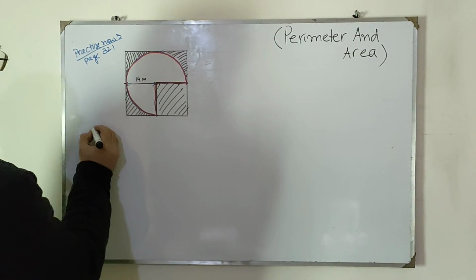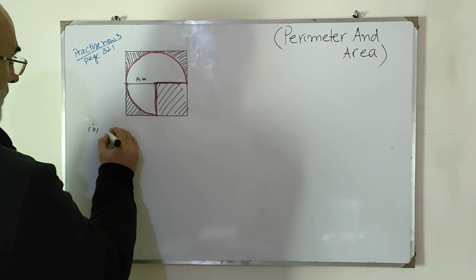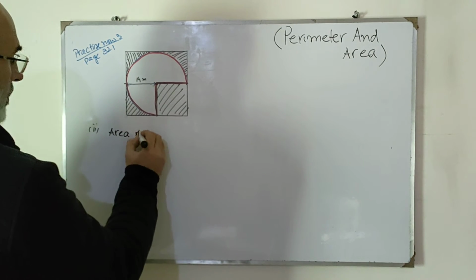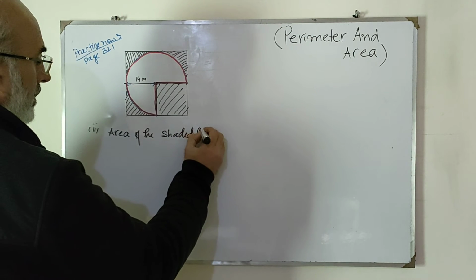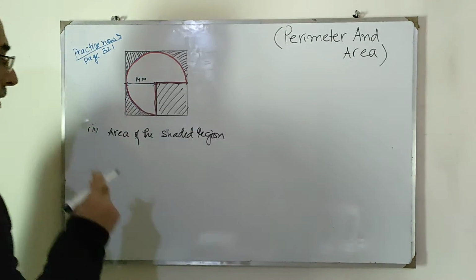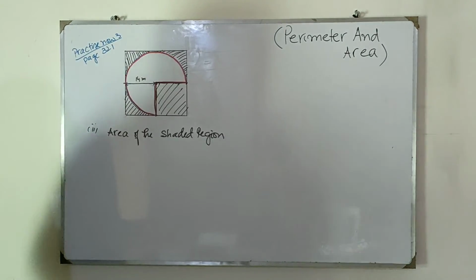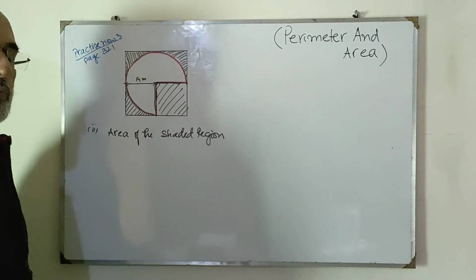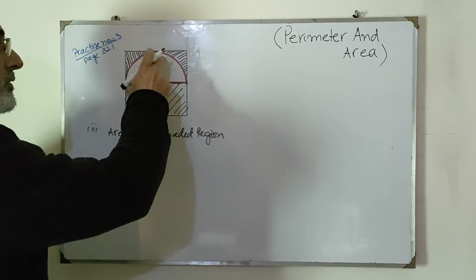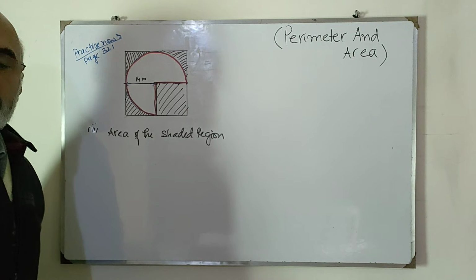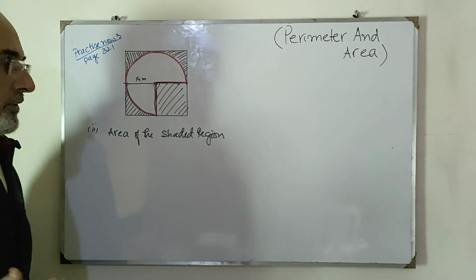I have skipped one part of this question and I'm just going to do this. Area of the shaded region. Okay. Now, to calculate the area of the shaded region, first thing we need is the area of the square, and from that area of the square, we're going to subtract these 3 quadrants of the circle, and then what will be left? Obviously, the area of the shaded region.